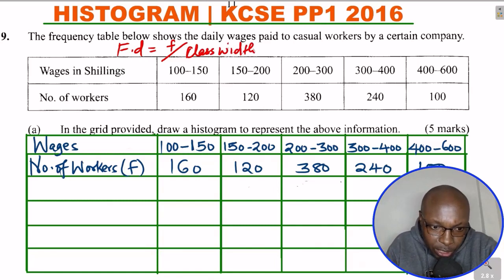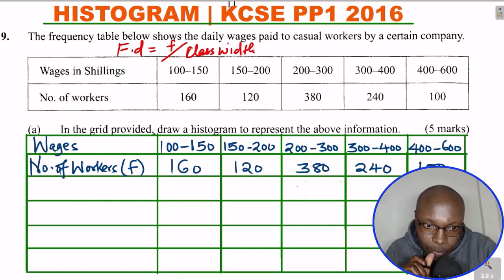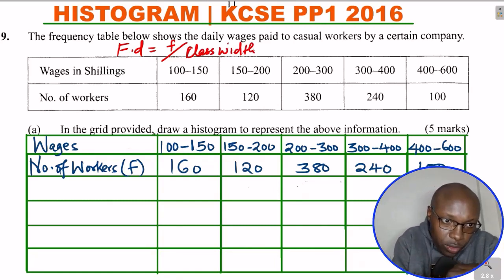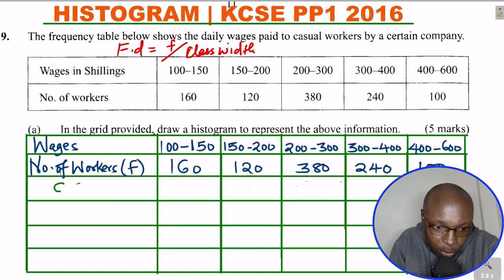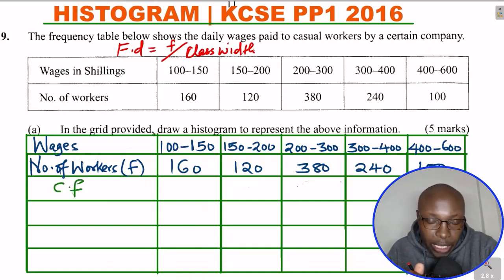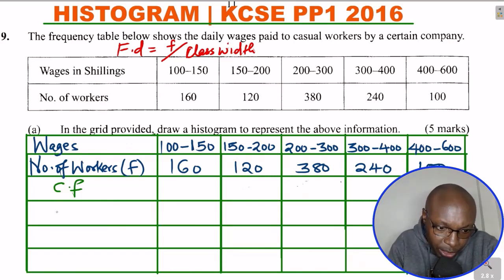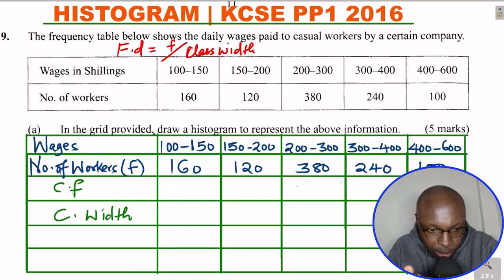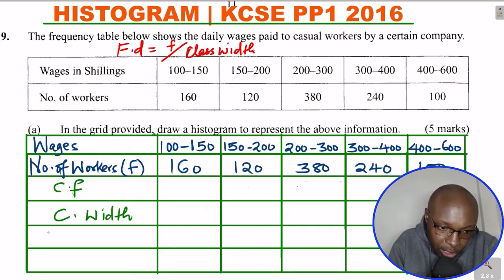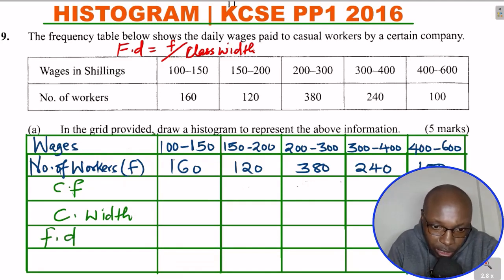So that is why I've drawn this column here. In the first row, I will insert the cumulative frequency. I believe this one will help me in this question. Then after getting the cumulative frequency, I will get the class width. After getting the class width, I can now get the frequency density, FD.